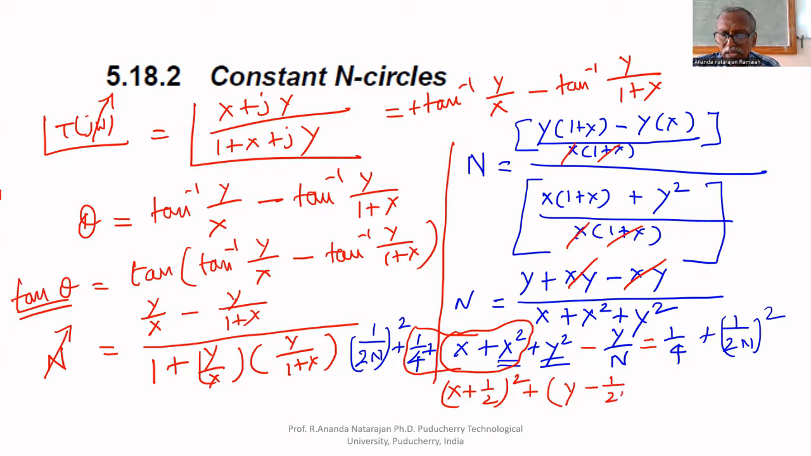That's all. So you can write y minus 1 by 2n whole square, what you will get? y square you will get, and 1 by 2n square you will get.